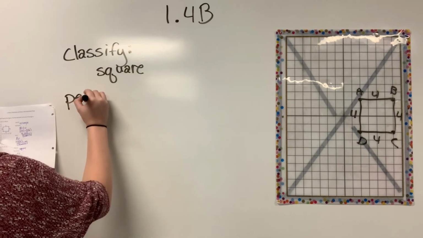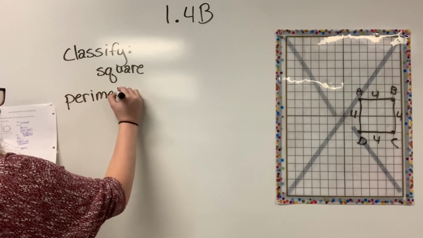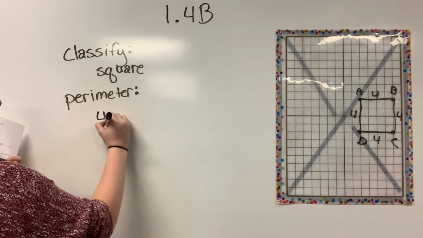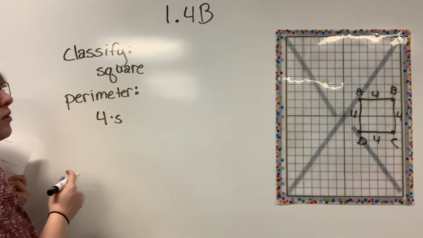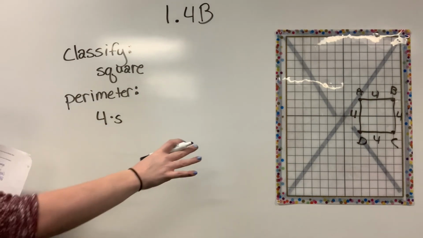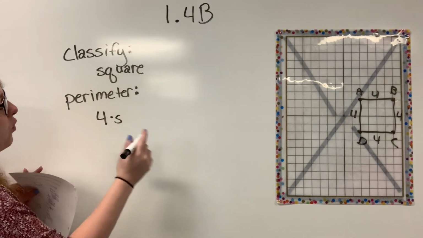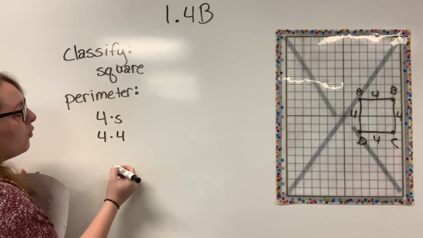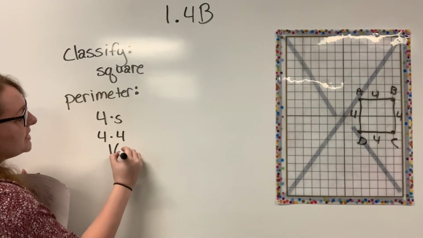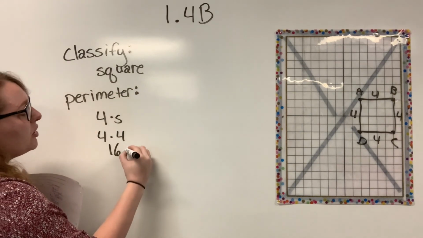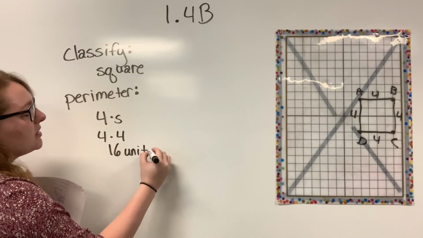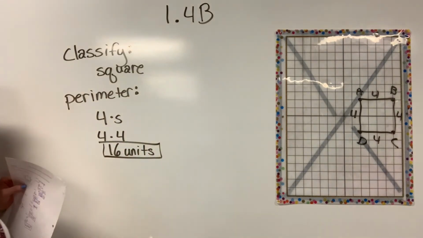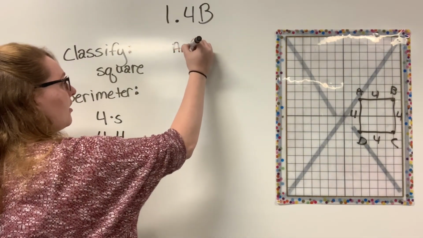It's going to ask for the perimeter. And remember that the perimeter of a square is 4 times one of the side lengths. So we know that all of the side lengths are 4. So 4 times the side length of 4. 4 times 4 gives you 16. Since this is perimeter, we write units singularly. Okay? Now let's find the area.